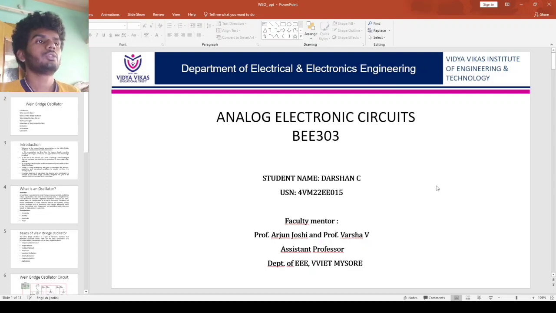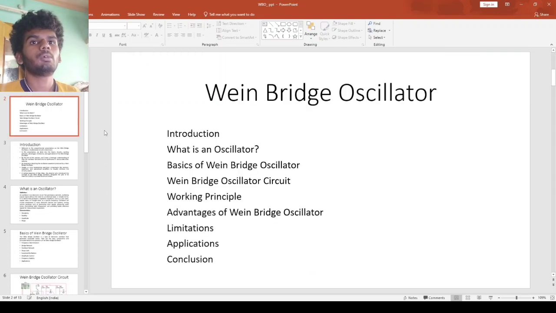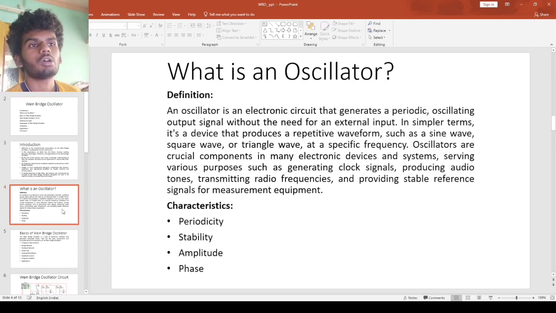Good morning everyone. Today we are going to discuss the topic about Wien bridge oscillator in analog electronic circuit. We're going to discuss what is an oscillator, basics of Wien bridge oscillator circuit, working principle, advantages of Wien bridge oscillator, limitations, applications, and conclusion. So let us start with what is an oscillator.